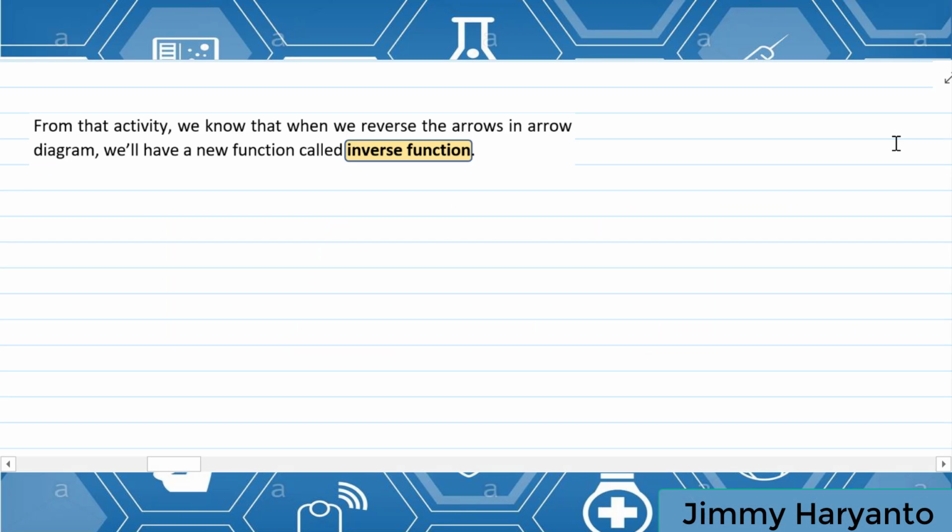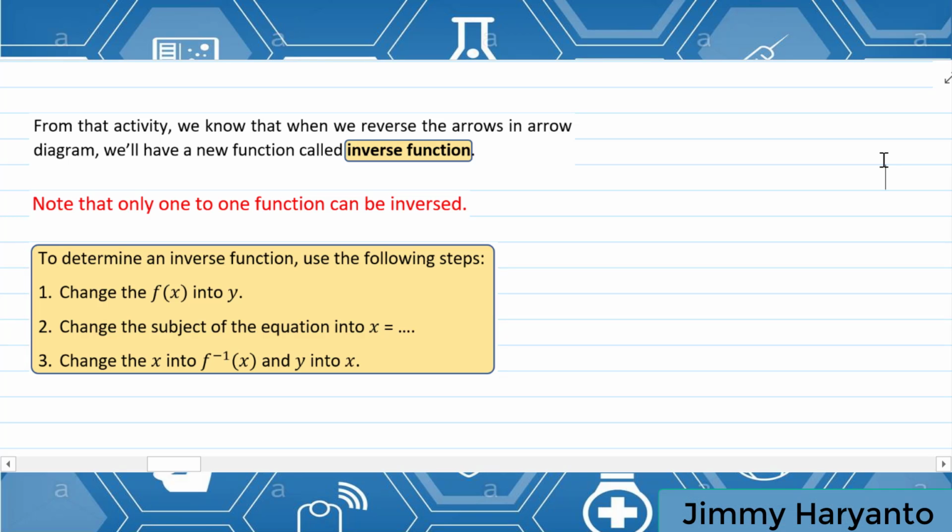Okay, from that activity, we know that when we reverse the arrow in the arrow diagram, we'll have a new function called inverse function. Note that only one-to-one functions can be inversed. To determine an inverse function, use the following steps. First, change the f(x) into y. Second, change the subject of the equation into x equals. And then third, change the x into f⁻¹(x) and the y into x. Okay, what is the meaning of that?